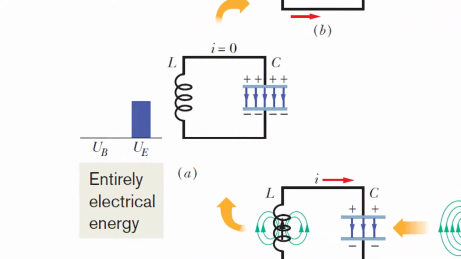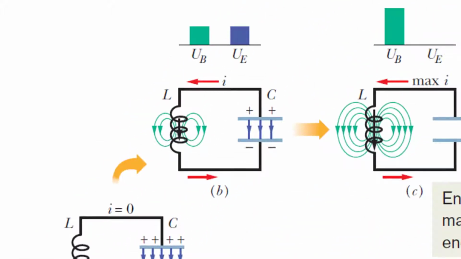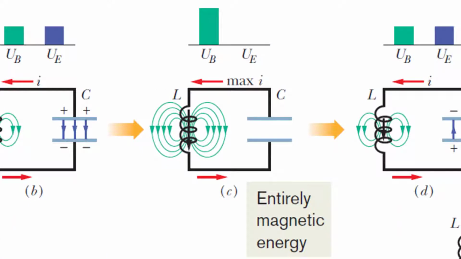In step A, we start out with a completely charged capacitor and uncharged inductor. All of the energy resides in the electric field between the capacitor plates. In step B, you see the capacitor begin to discharge. The red arrow shows conventional current direction. As this current flows through the inductor, a magnetic field forms, and the energy is split between the electrostatic potential energy of the capacitor and the magnetic potential energy in the inductor. In step C, the current attains its maximum value, the capacitor is completely discharged, and all of the energy resides in the magnetic potential energy in the inductor.